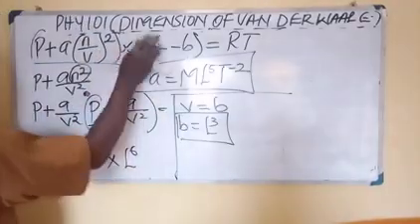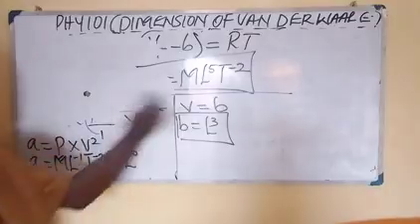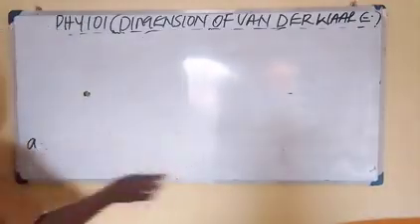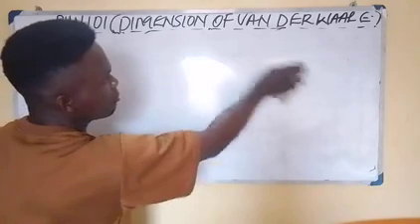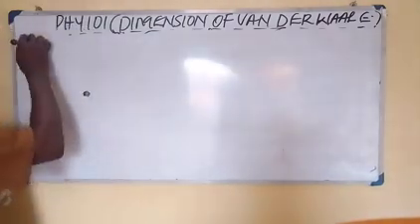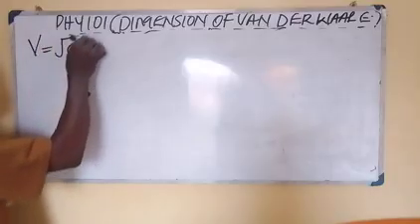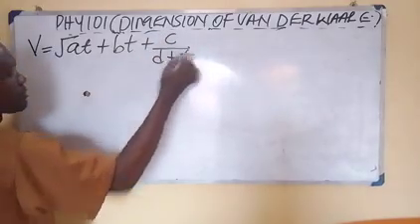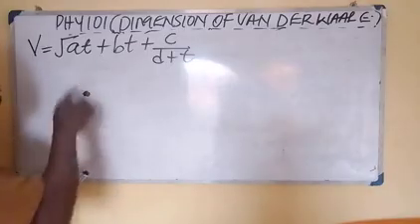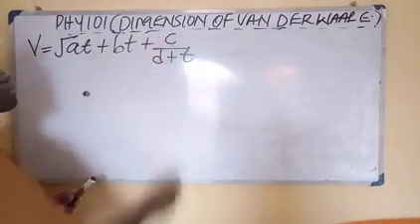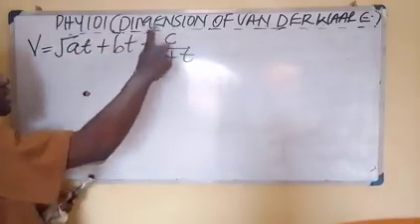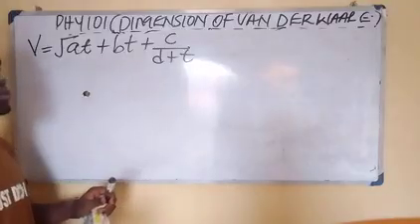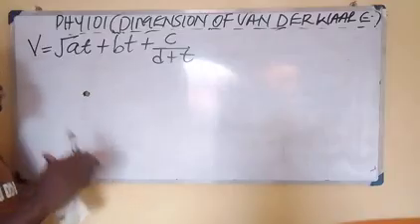Okay, but let me bring in another equation that I would love to explain. I've explained it on my WhatsApp group, that is the platform, but I would love to also bring it here: V is equal to the square root of At + Bt + C over D + t. Alright, so we are going to look for the dimension of A, B, C, and D. This is how you are going to go about it.